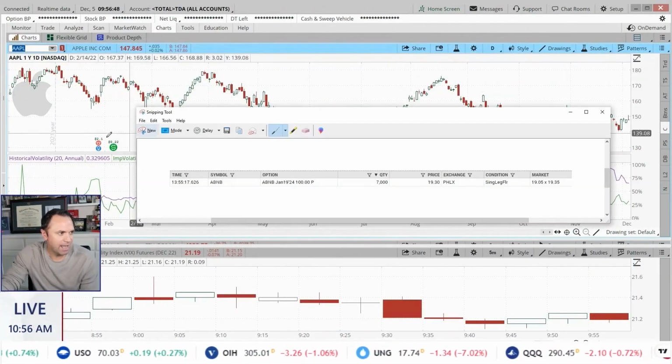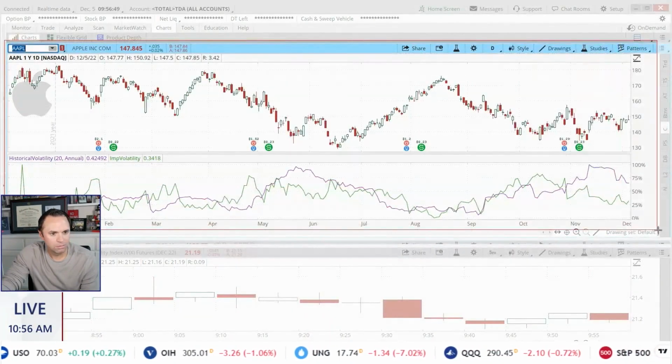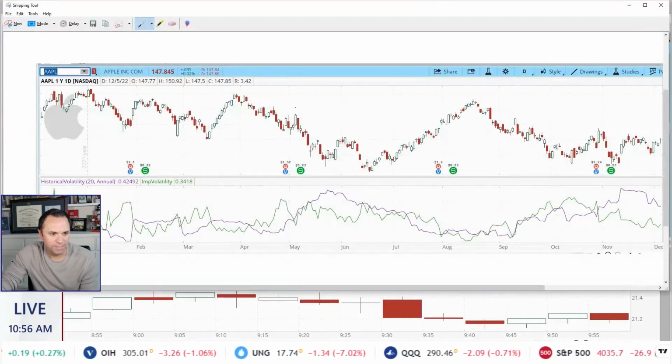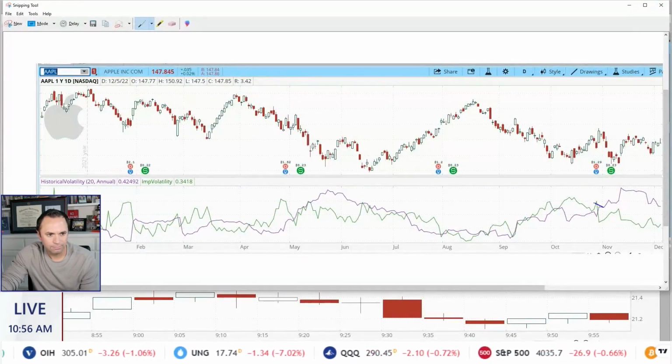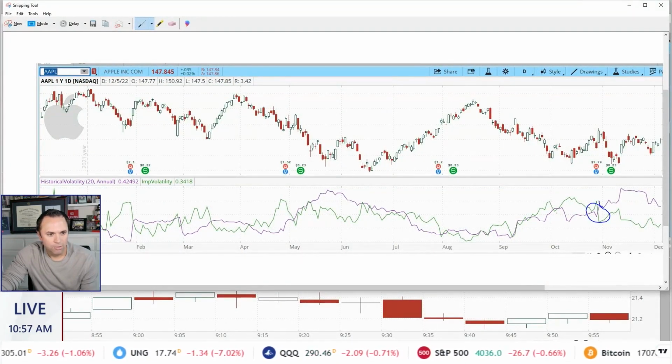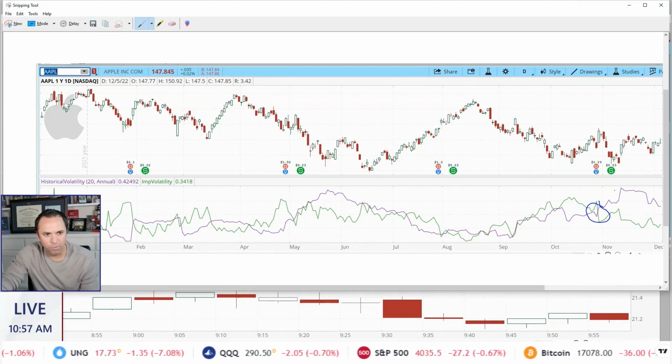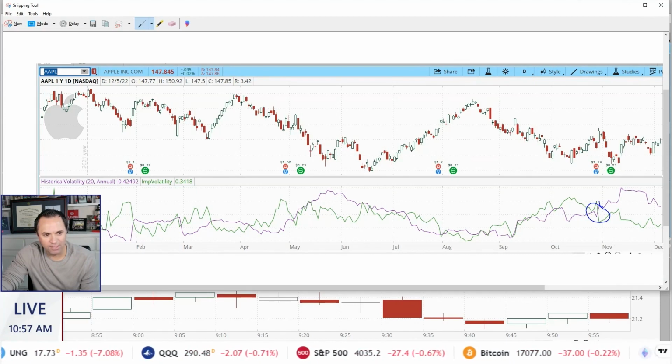So one of the things I use when I want to go long an option is how much has the stock been moving, and how much do the options cost? How much has the stock been moving, and how much have the options cost? And take a look here. This is one of the key things that I'm always scanning for. These inflection points. Purple line is how much we've been moving. The green line is the cost of options.